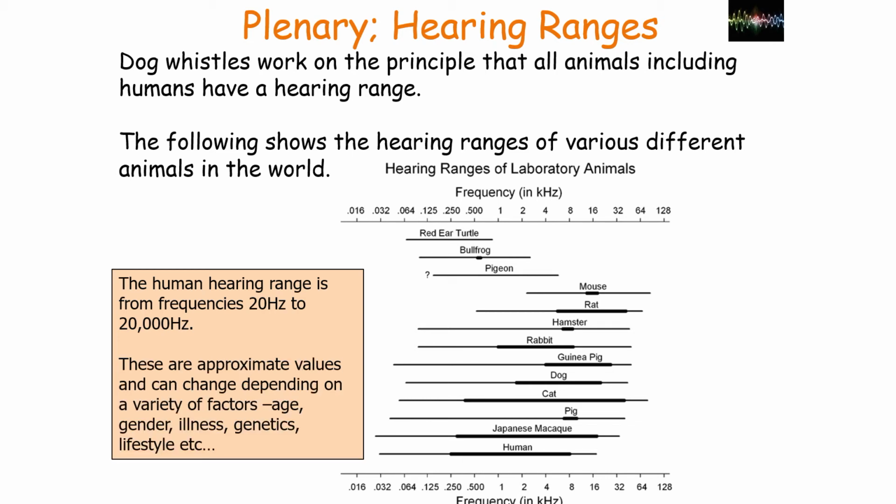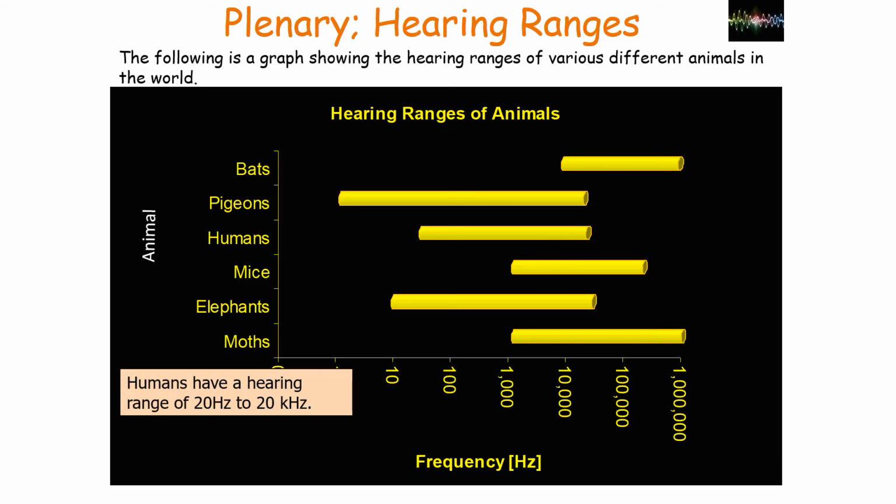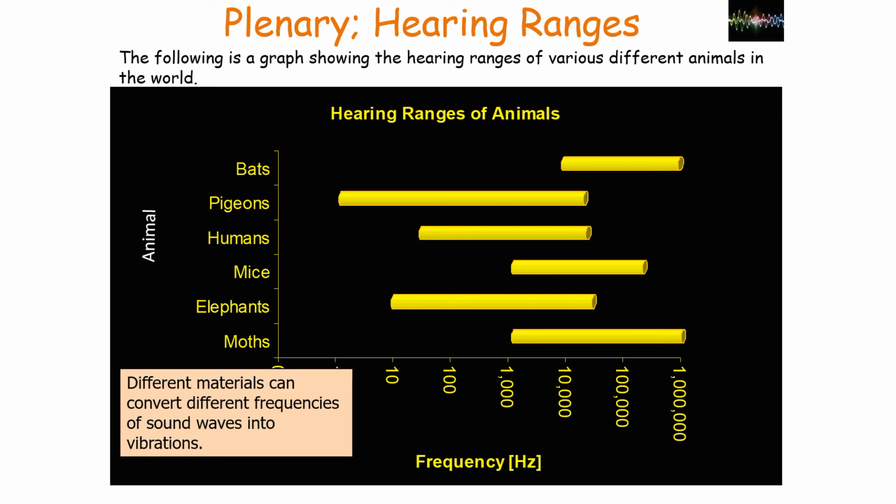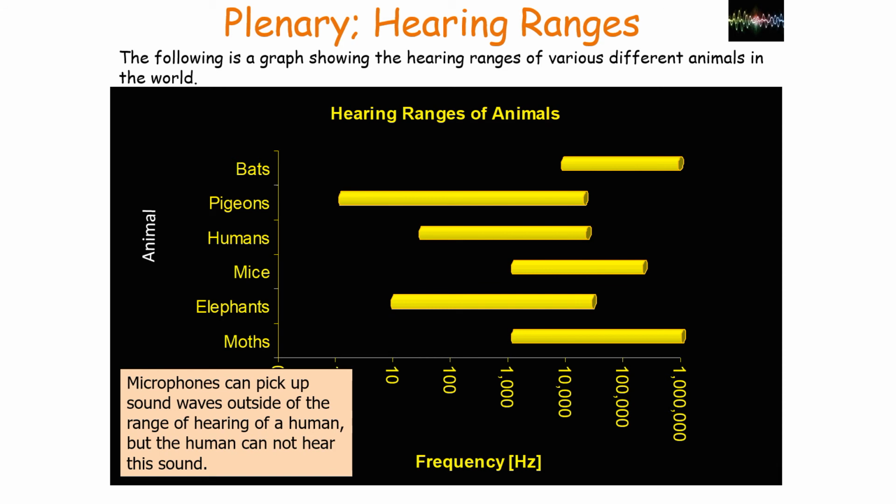Now these are approximate values and can change depending on a variety of factors like age, gender, illness, genetics and lifestyle. So just to once again look at this particular graphic, we can see that different animals have different hearing ranges, and it's determined by the eardrum that the animal possesses. Now humans have a hearing range from 20 Hz to 20,000 Hz. Like we said before, different materials can convert different frequencies of sound waves into vibrations. So for example, microphones can pick up sound waves outside of the hearing range of a human, but humans can never hear that sound.